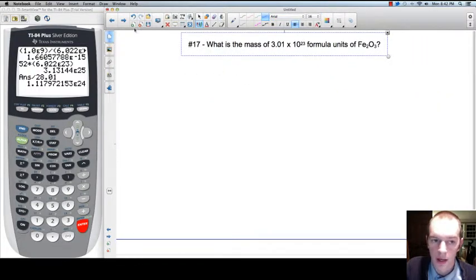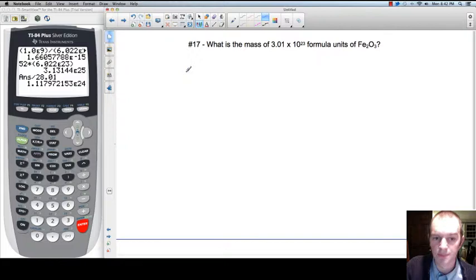Okay. Another example very similar to the previous one. What is the mass of 3.01 times 10 to the 23rd formula units of Fe2O3? Okay, well, the first thing we need to do is we need to understand that we're going from some number of formula units to mass.